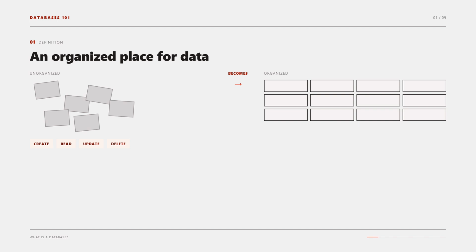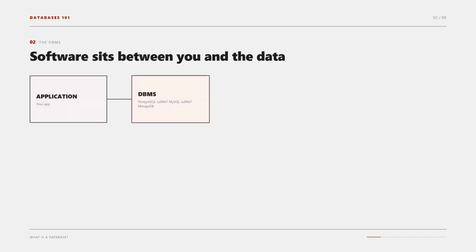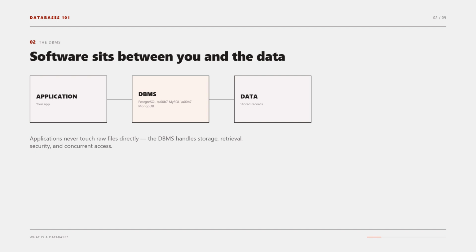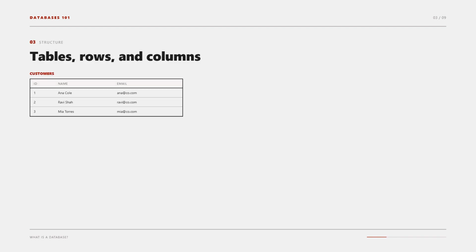A database enforces structure and rules, which is what separates it from a folder of loose files or an unmanaged spreadsheet. In practice, you rarely interact with raw data files directly. Instead, you interact with a database management system, or DBMS, software like PostgreSQL, MySQL, or MongoDB. The DBMS handles storage, retrieval, security, and concurrent access, so applications do not need to manage those details themselves.